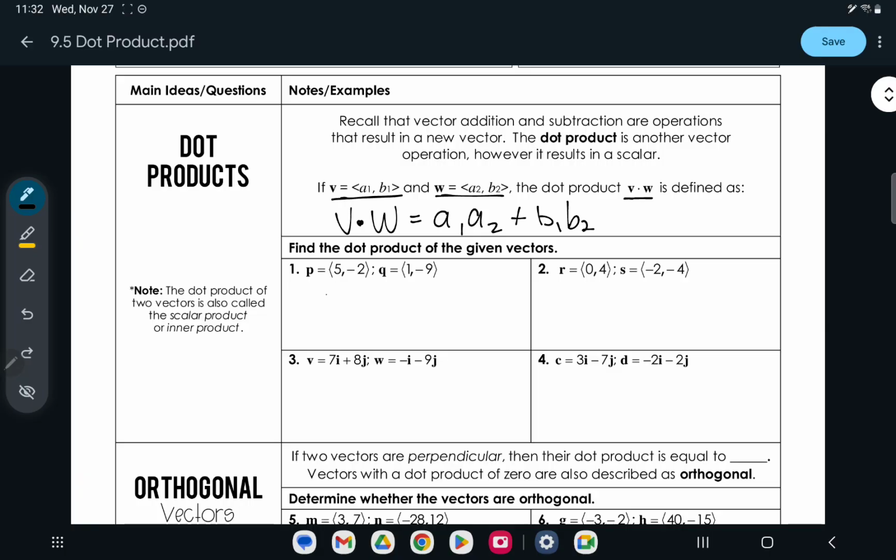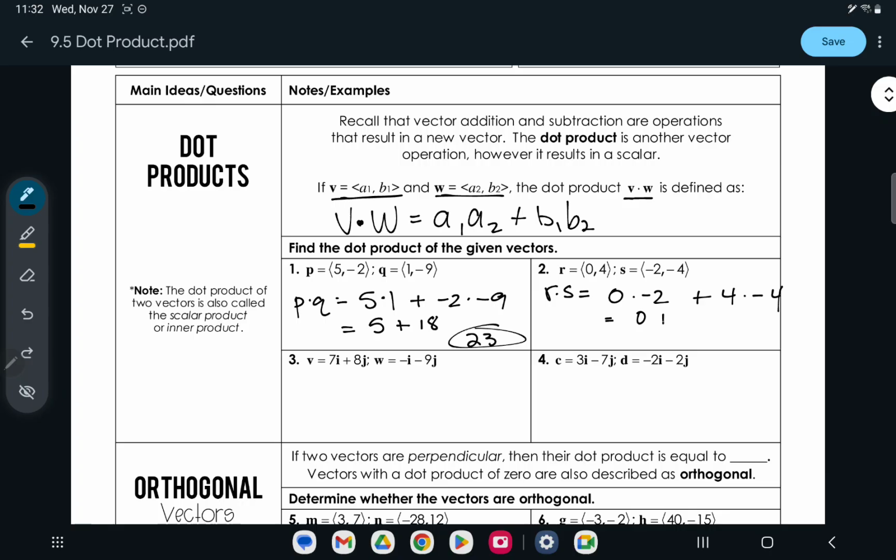So let's just look at these. We could say that P times Q is 5 times 1 plus negative 2 times negative 9. So 5 plus 18, which is 23. So got another one. R times S would be 0 times negative 2 plus 4 times negative 4. So 0 plus negative 16, which is just negative 16.